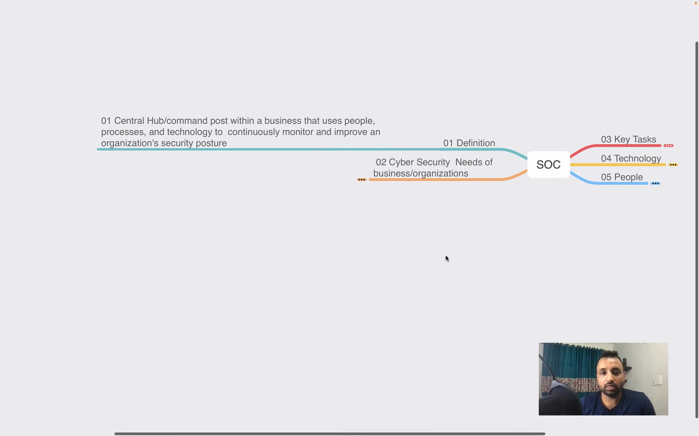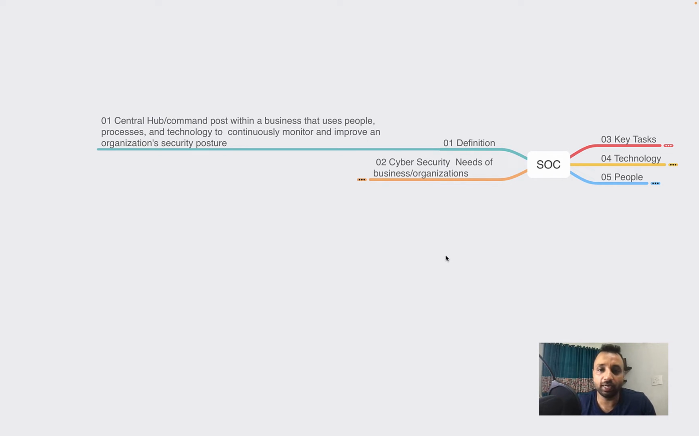So SOC is a command post within a business that uses people, process, and technology to continuously monitor and improve an organization's security posture. Now, that might be complicated for some people, but in summary, what it is saying is it is a place where people monitor the security posture of an organization. So I'll give you an example.